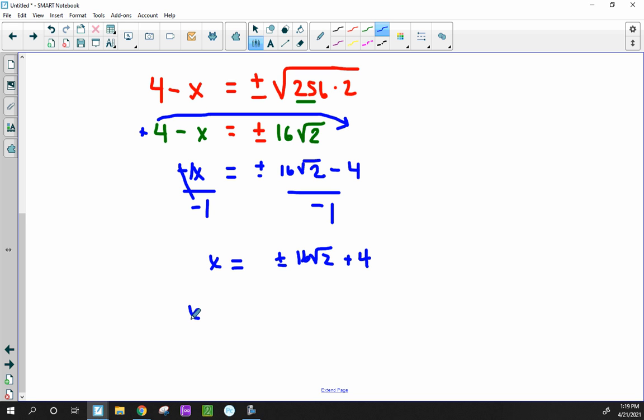And if you want to give a decimal answer for those, you can do that. You can type in 16 square root of 2, add 4 to it, and you get 26.6. On the second one, type in negative 16 radical 2, and then add 4 to that, and you get negative 18.6. So either one of these answers is acceptable.